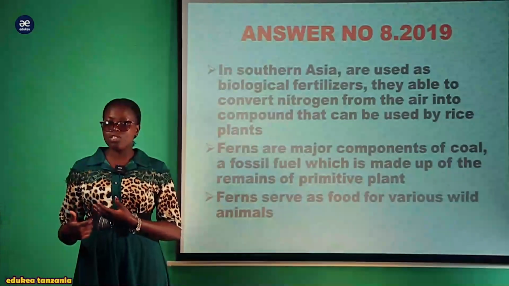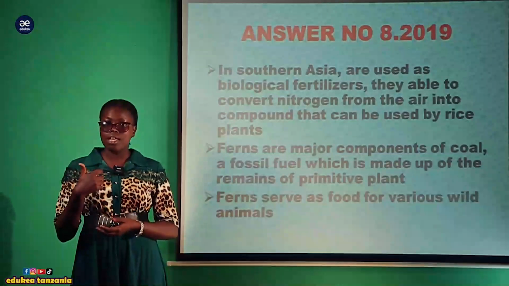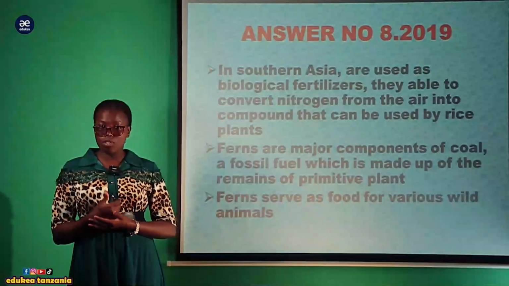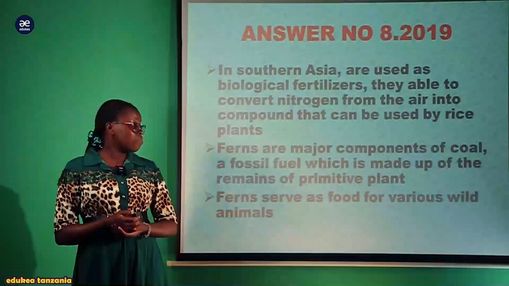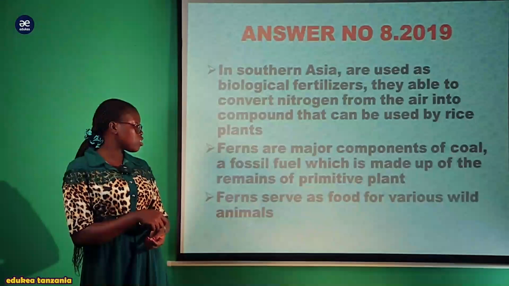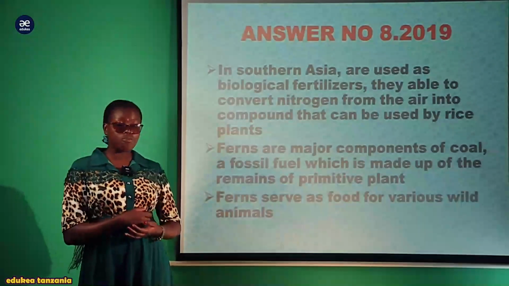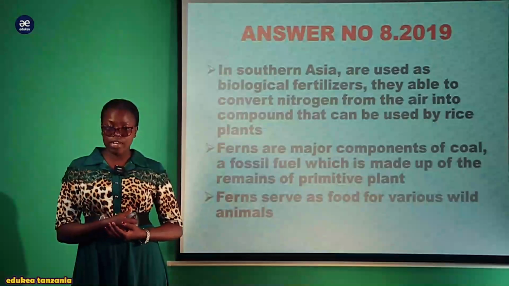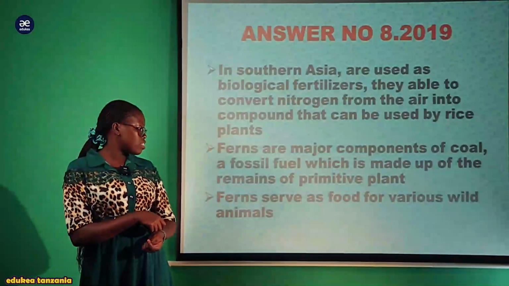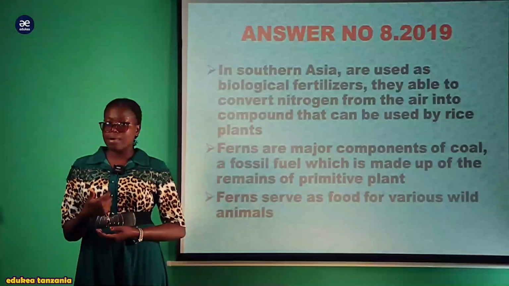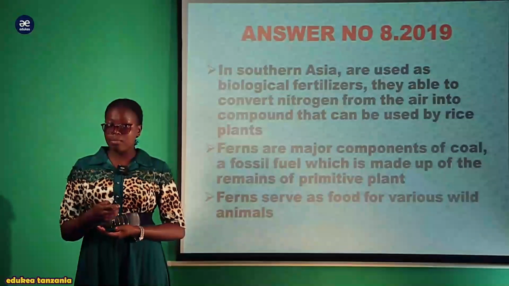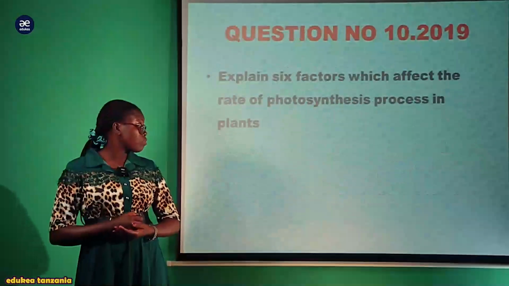This is due to the ability of converting or fixing the nitrogen to form the nitrate, which can be used by the rice. Vile vile, the fern is a major component of the coal, a fossil fuel which is made up of remains of primitive plants. Kwa hiyo vile inatumika kama source of energy. Na kingine fern serve as a food for various wild animals. Inatumika kama source of food for various wild animals, kwa mfano wanyama wa mwituni.